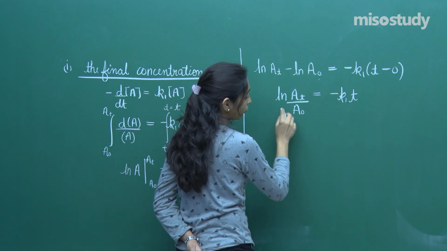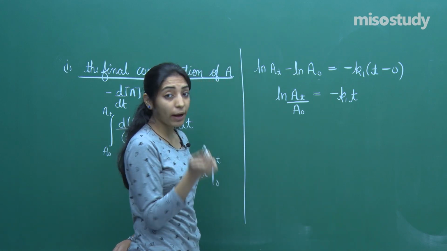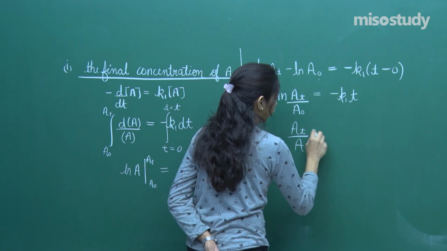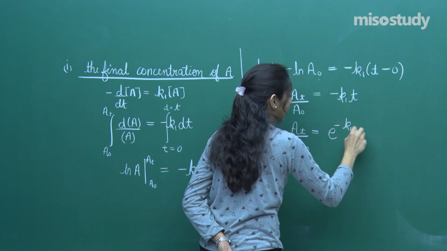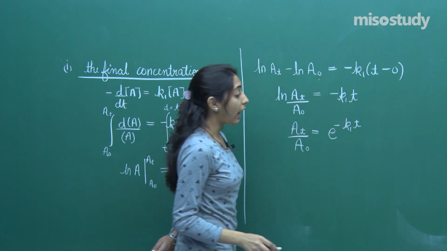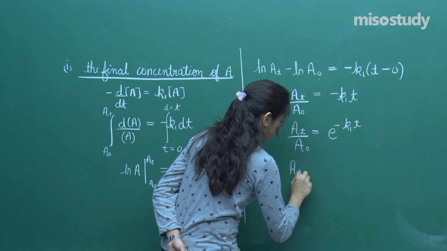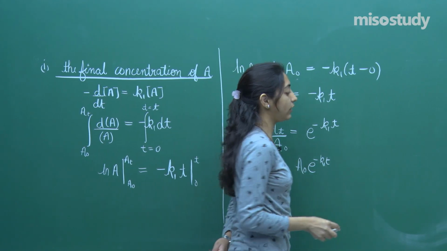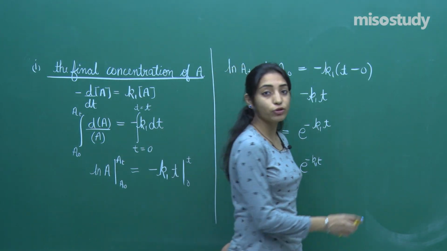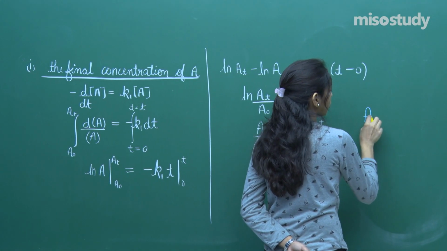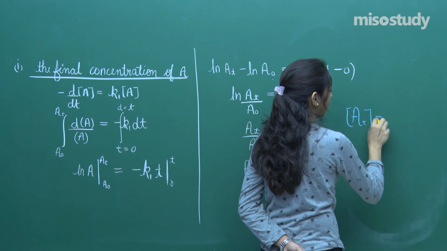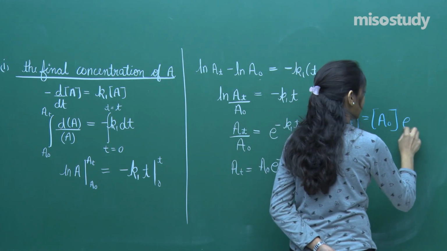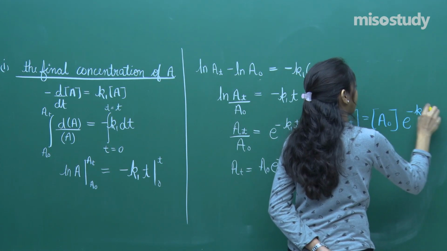So now see, ln of At by A naught. Don't you think if I want to remove this ln, I'll get At by A naught is equal to e raised to the power minus k1 times t. Okay, and from here you can get At is equal to A naught e raised to the power minus k1 t. That means we came to our final conclusion, which is the concentration of A at any time t is equal to the concentration of A at time t is equal to 0 times e raised to the power minus k1 into t.